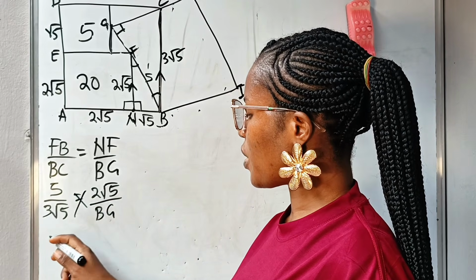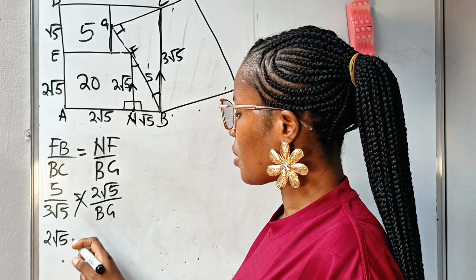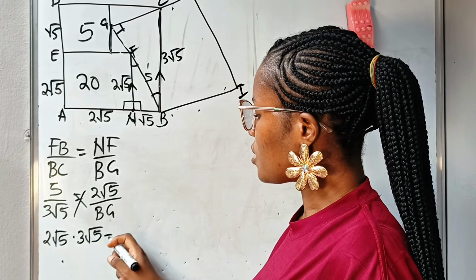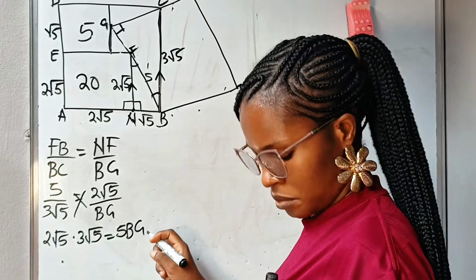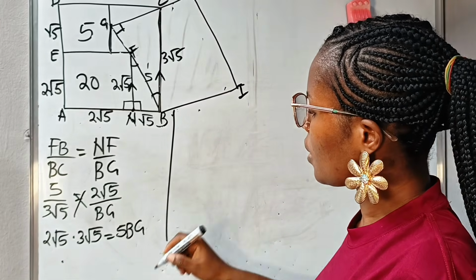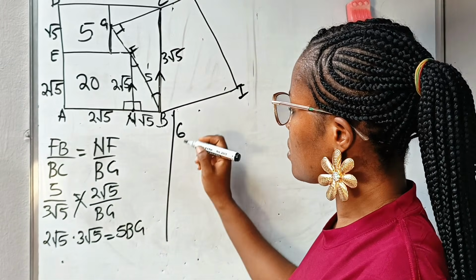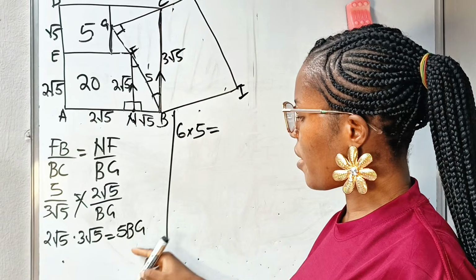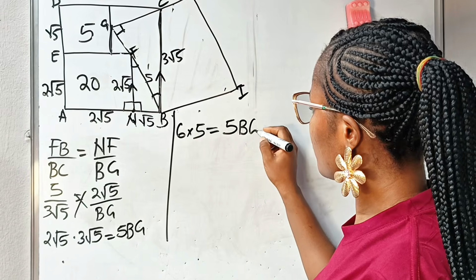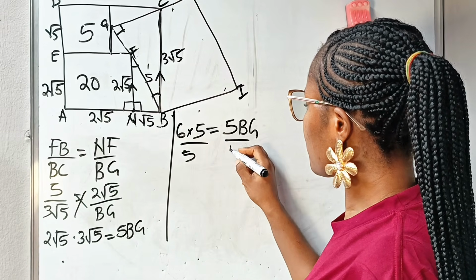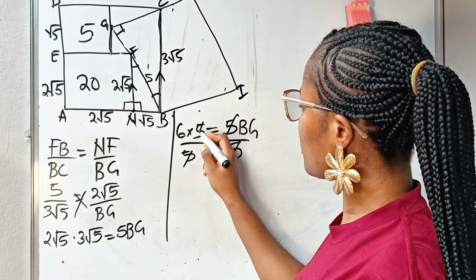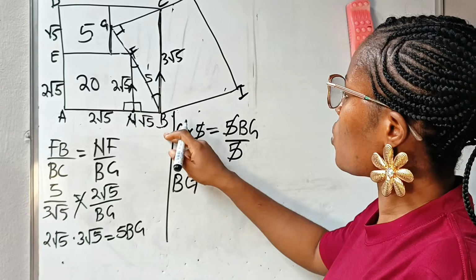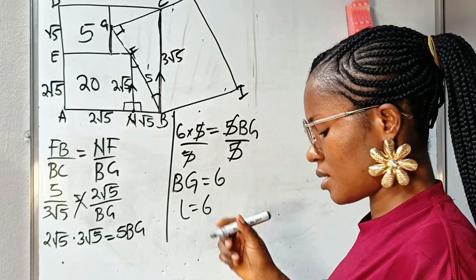So if we cross multiply, we have 2 root 5 multiplied by 3 root 5 is equal to 5 BG. So 2 times 3 is 6. Root 5 times root 5 is 5. So 6 times 5 should be equal to 5 BG. Now let's divide both sides by 5. So we have that BG is equal to 6. That means the length of the square is 6.